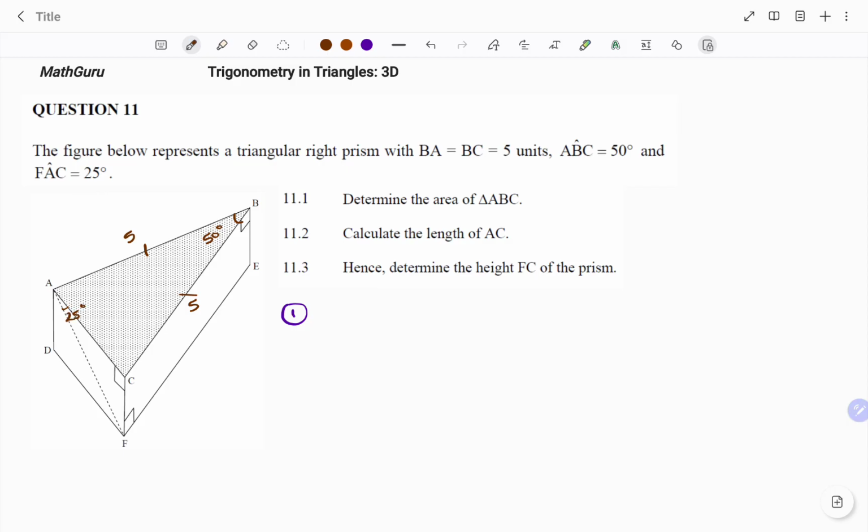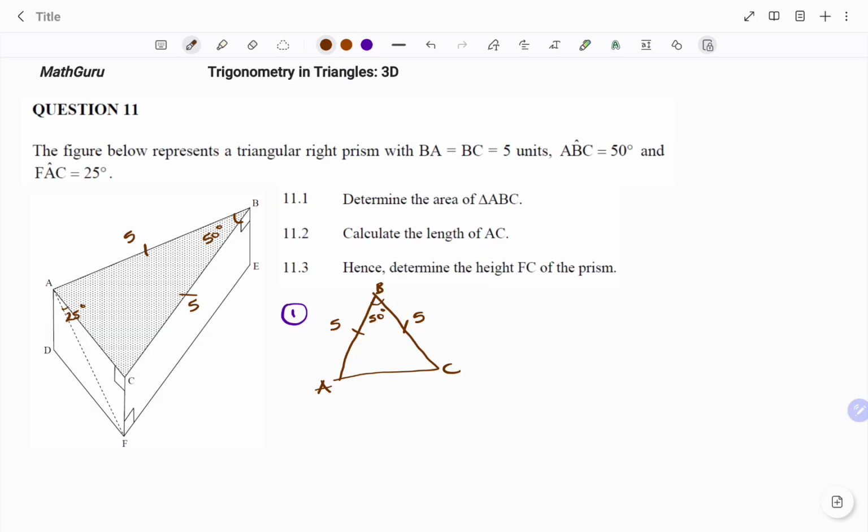So therefore, in order to determine the area of triangle ABC, I'll start by drawing out triangle ABC as shown. So I have all the sides labeled. We have A, B, and C, with AB equal to BC, and we have that as 5 units. The angle at B is 50 degrees.